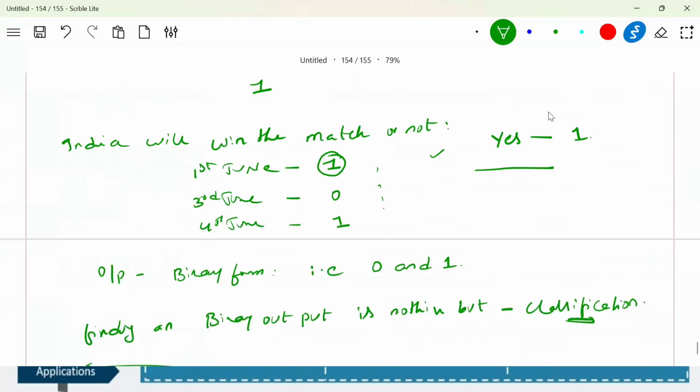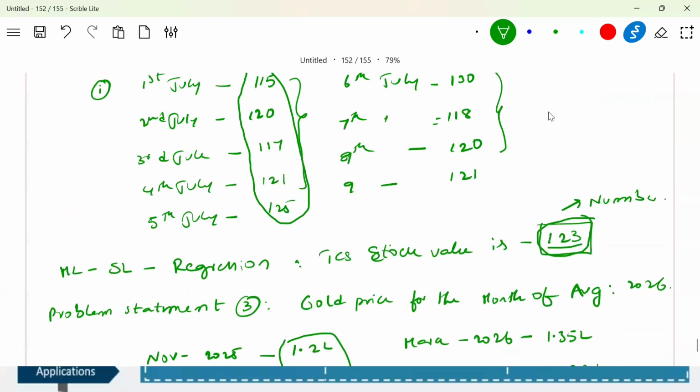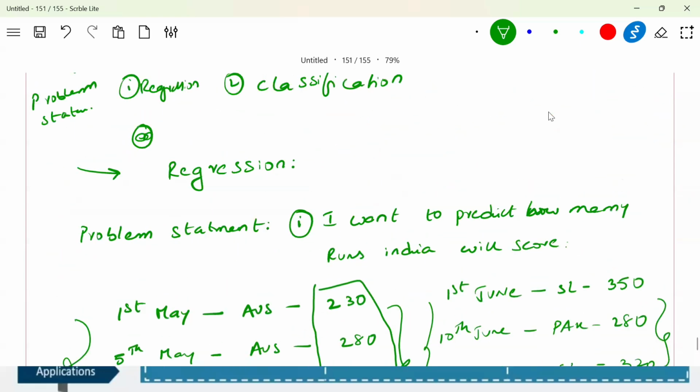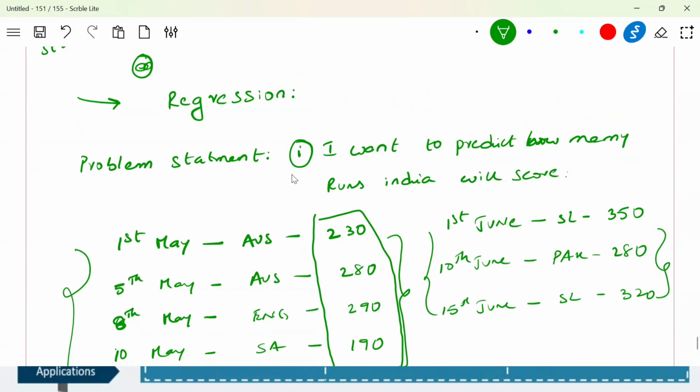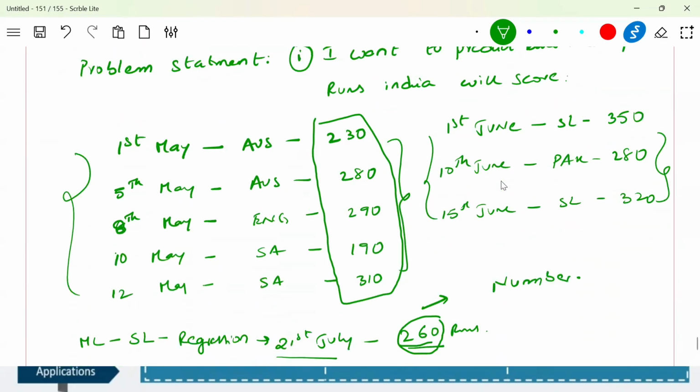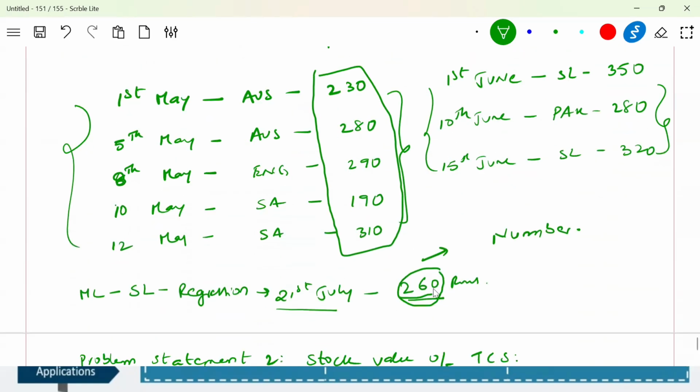Regression means finding a numeric output. So if you see here, I have a problem statement: I want to predict how many runs India will score in a match. For that, I'm taking past 10 matches data and analyzing what India will score in that particular match. So the output is in the form of a number, 260.